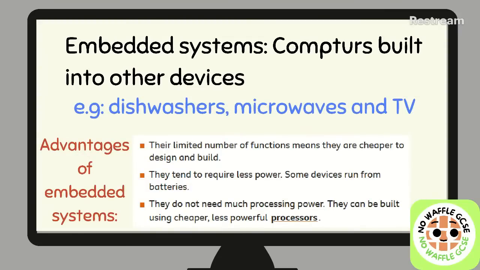Now, embedded systems are slightly different. Embedded systems are computers that are found in other devices, for example, dishwashers, microwaves, and TVs. Now, there are advantages of embedded systems. Firstly, they have a very limited number of functions. This means that they are cheaper to design and build. On top of this, they tend to require less power, so some devices run from just batteries. And they don't need much processing power, because with these embedded systems, they often just have a repeatable set of instructions to follow, and they'll just keep doing that over and over. There's nothing that needs to be changed.